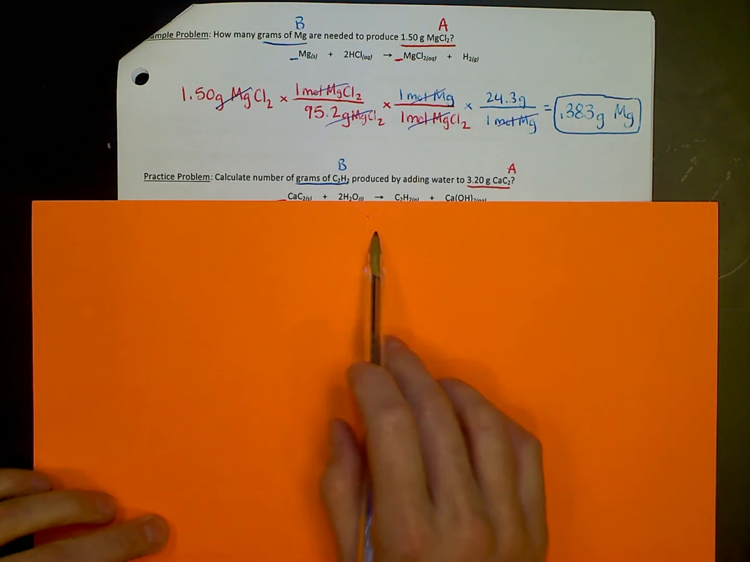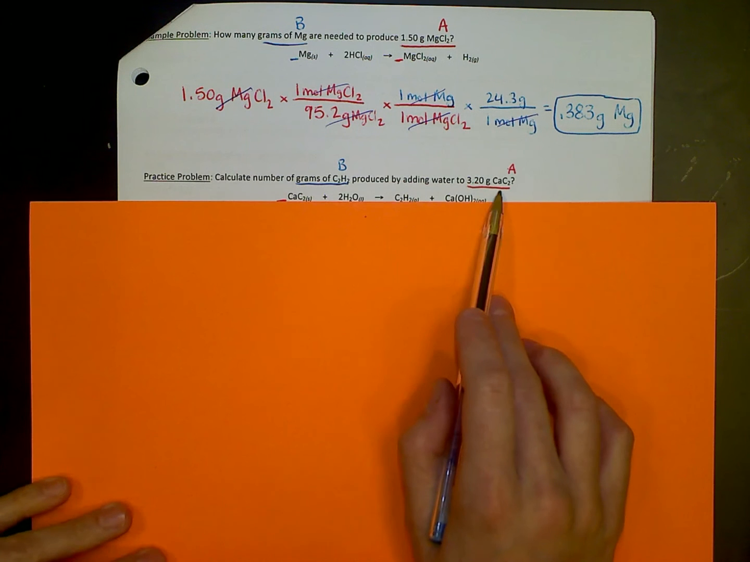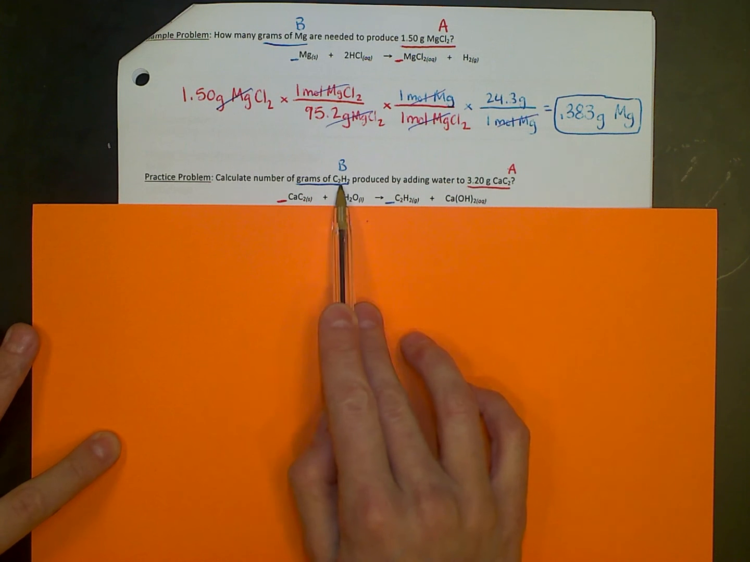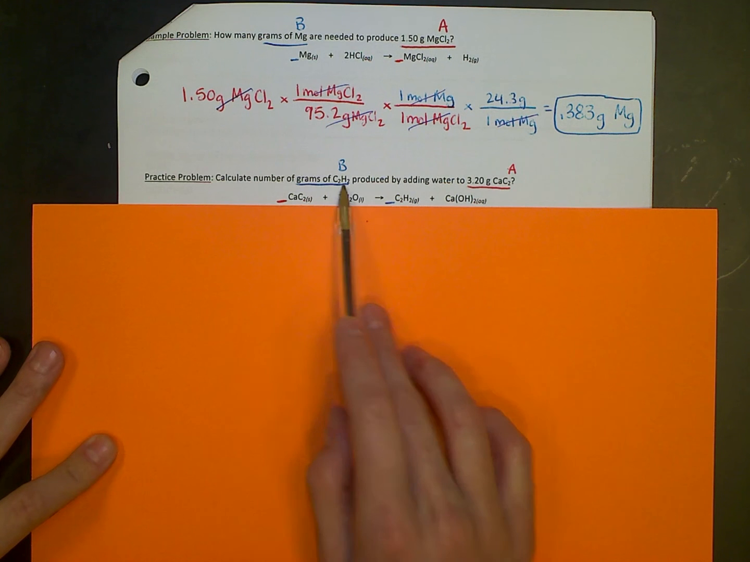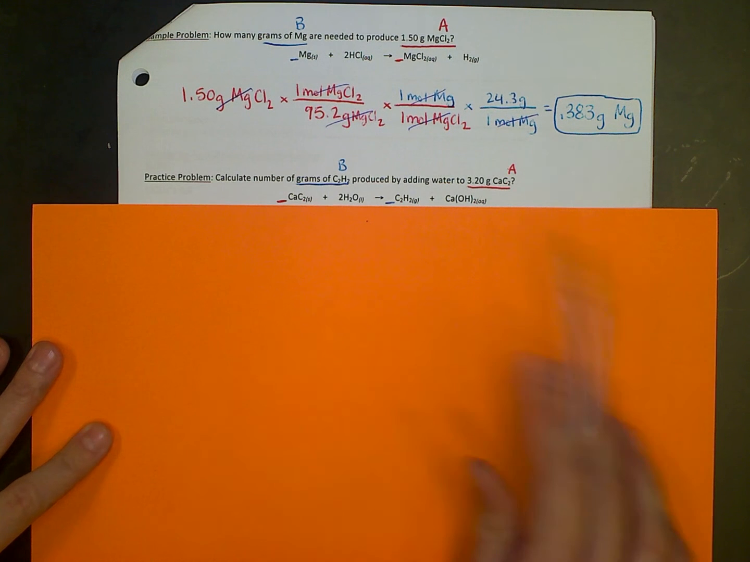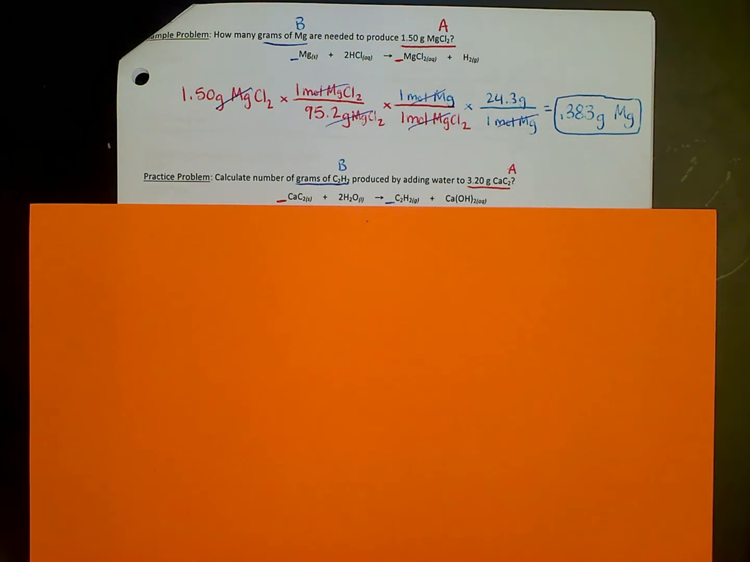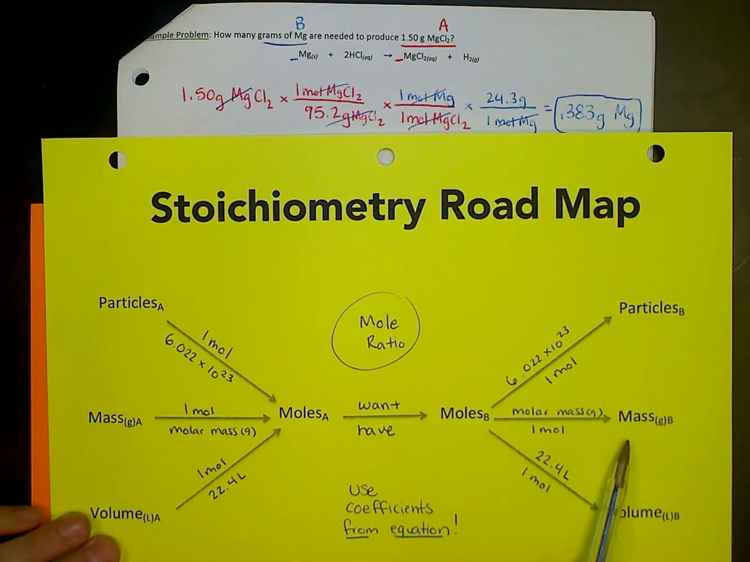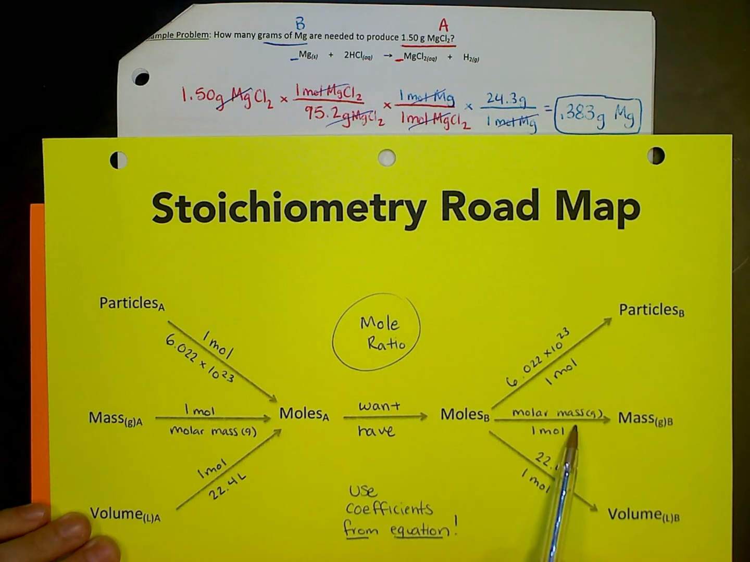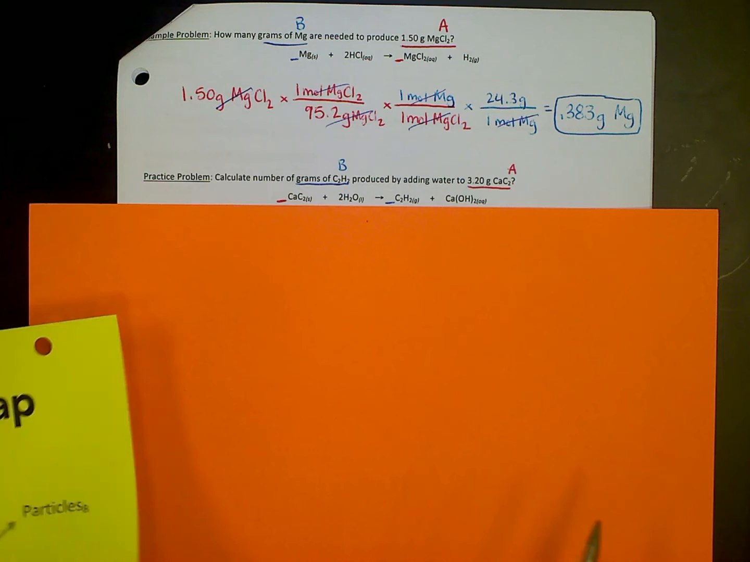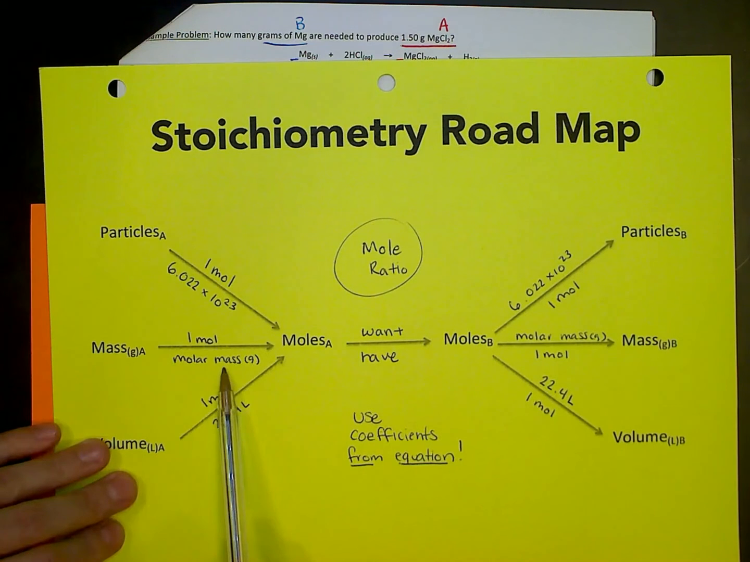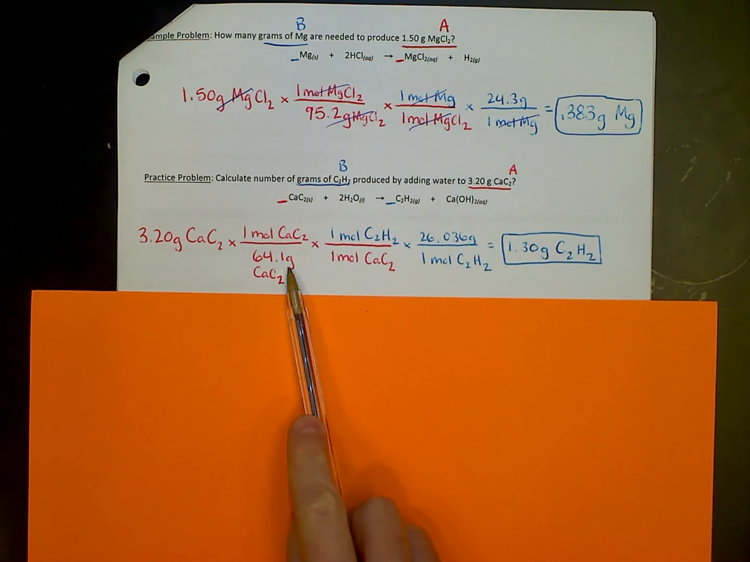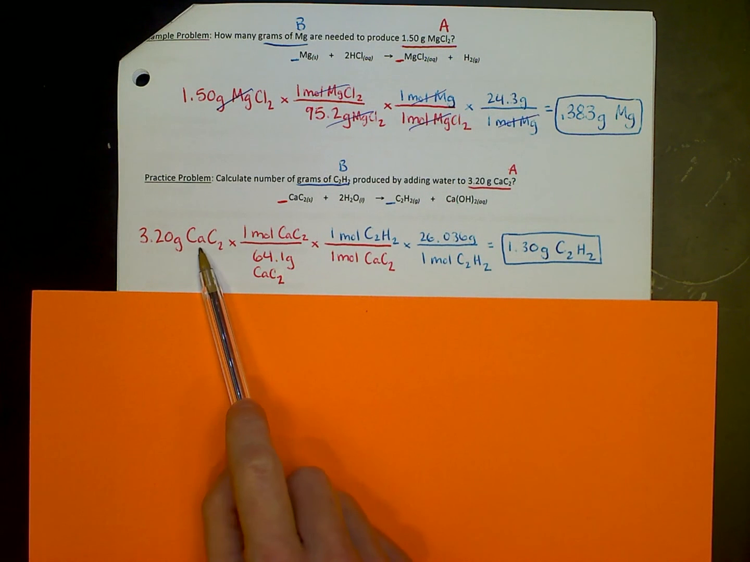So the first practice problem, we start with 3.2 grams of CaC2, and then we want grams of C2H2. We underline our coefficients for each one, so it's a 1 coefficient to 1 coefficient. Then we take a look at our roadmap. Again, this is another mass to mass problem, so we start in mass of A going to mass of B, and we're going to do 3 different calculations. The first one, as usual, is 1 mole over the molar mass of the first thing we're starting with.